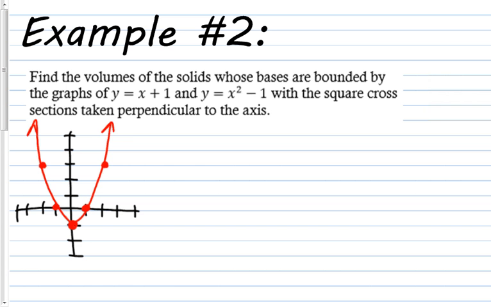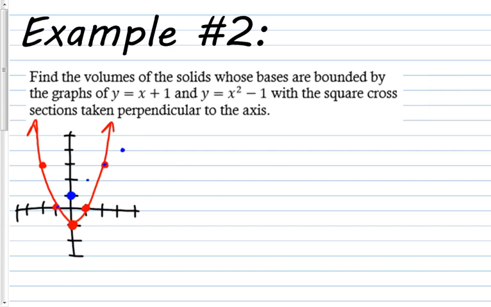And then the other equation is x plus 1. X plus 1 is a straight line. It is in slope-intercept form. The slope is 1, and the intercept is 1. So it intercepts the y-axis at 1, and my slope is 1, which is up 1 over 1.